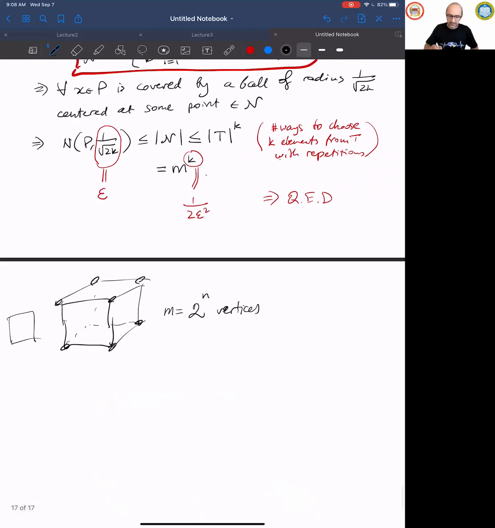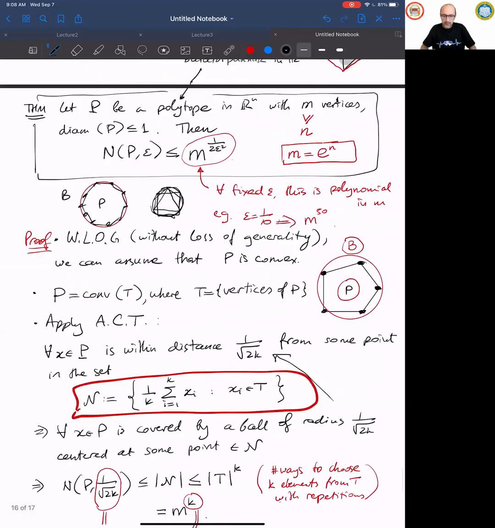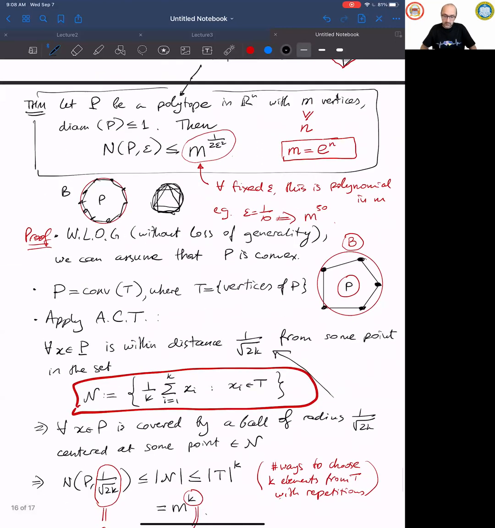To cover the cube, for example, you'd be just better off embedding the cube in the ball and covering the ball. And you will see the same exponential number of balls needed. So the cube is kind of a bad example here, and for a reason.